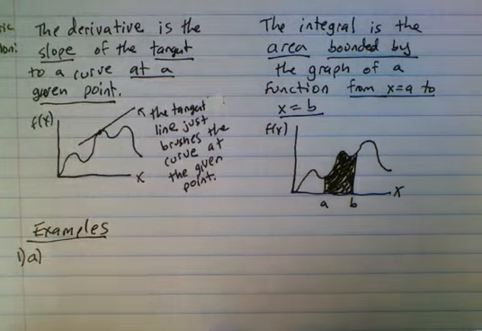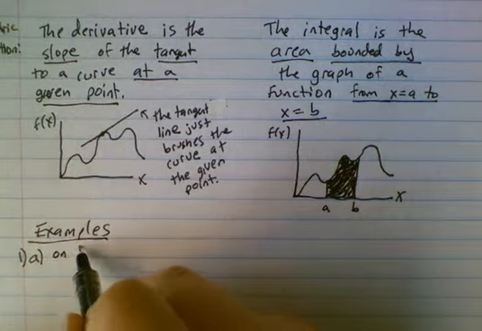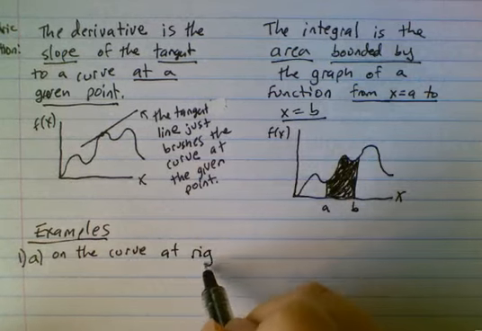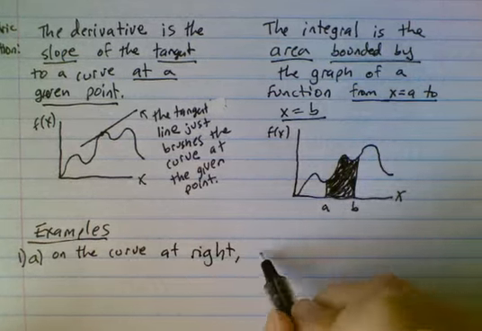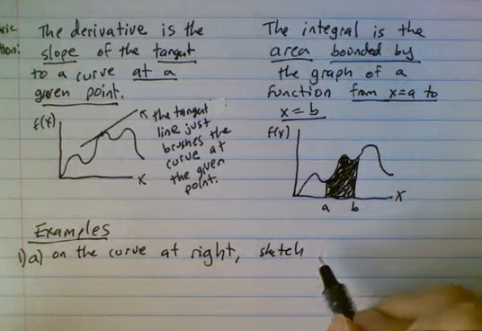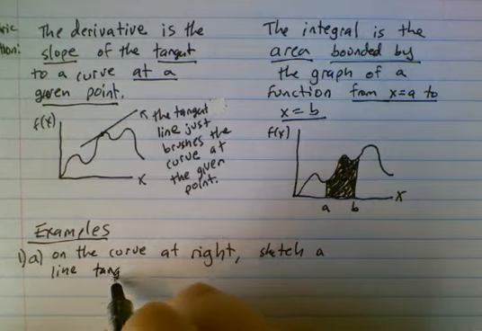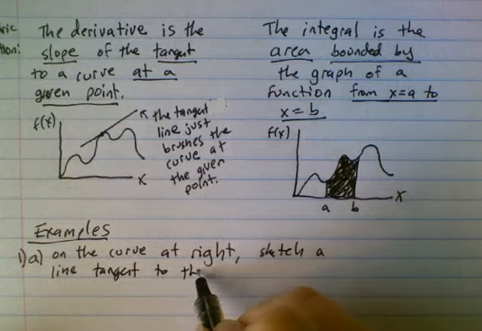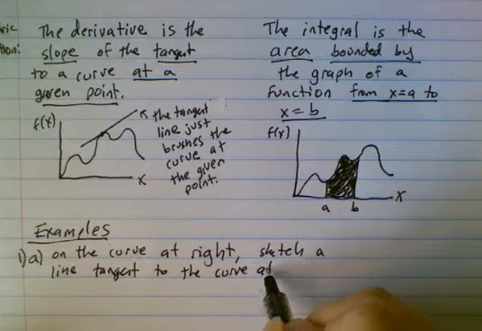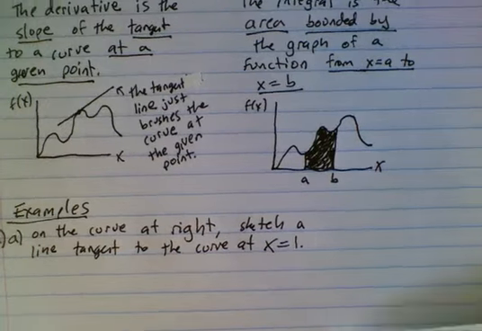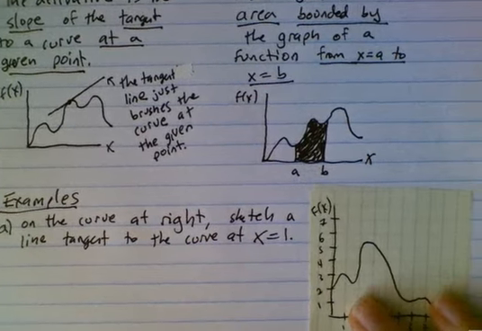First, on the curve at right, sketch a line tangent to the curve at x equals 1. So here's a little graph of what we're going to be working with.